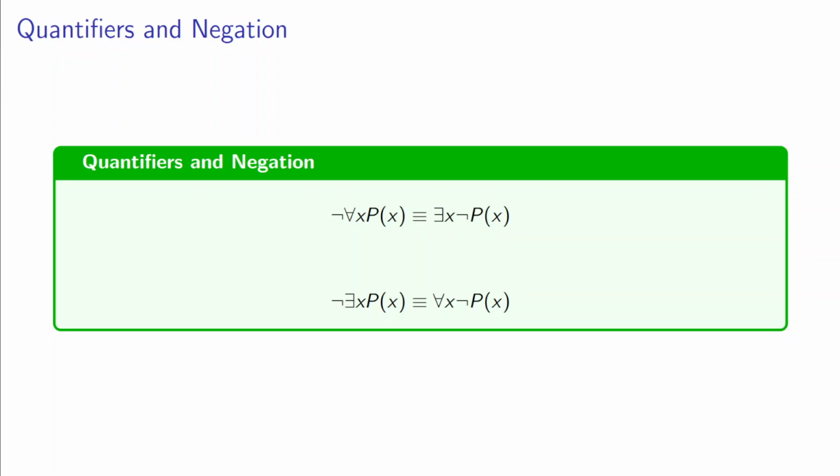So some quantifiers and negation here. To negate the for all x, p of x, we can show there exists an x such that not p of x. And to negate the there exists an x such that p of x, we would show that for all x, not p of x.